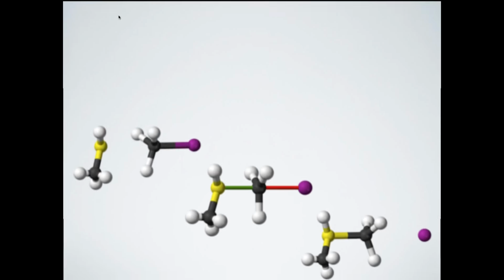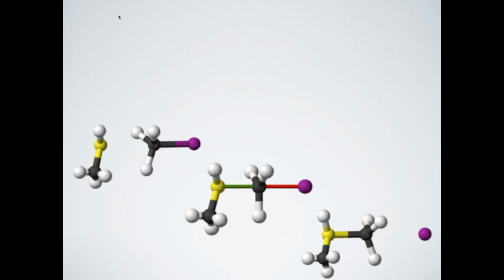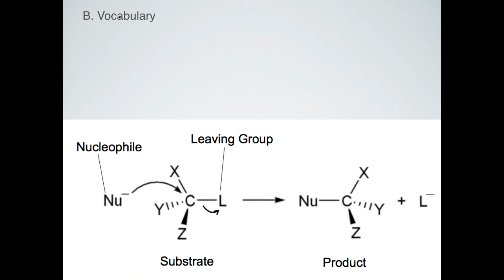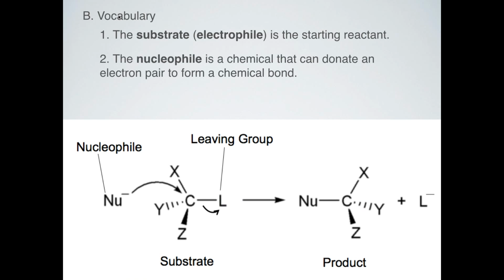It was really hard for me to not use these vocabulary terms while talking about the example I just showed you. Okay, so we got to go over the vocabulary. First thing you got to realize is that all SN2 reactions have 3 parts to them. You have a substrate, otherwise known as an electrophile, and that is your starting reactant. So that would be this. This is our substrate in our picture here. A nucleophile is a chemical that can donate an electron pair and form a chemical bond. That's going to be the Nu with a negative sign.